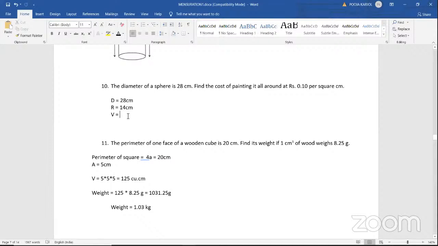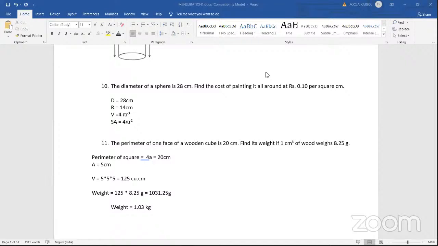Diameter of a sphere is 28 centimeter. Okay. So its radius will be 14, half of it. Its volume is 4 pi r cube, no? And surface area, complete surface area is 4 pi r square. So we want to paint, right? So total surface area only we have to take.